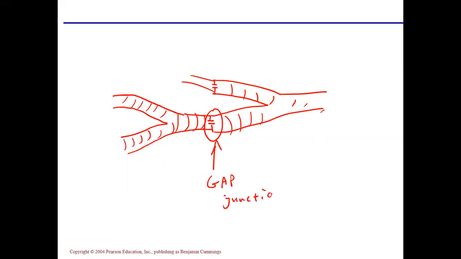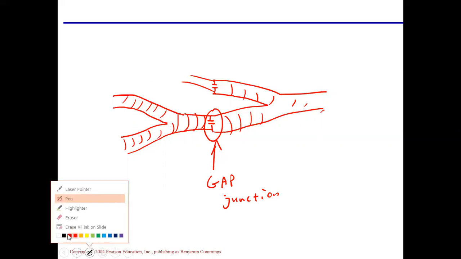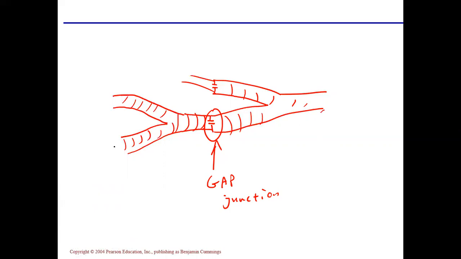We know about the gap junction. Material can go from one area to another. All right, so what material are we talking about? What substances are we talking about? We're talking about electrical impulses. When the electrical impulses are coming in from one region, it can easily go to the next region.